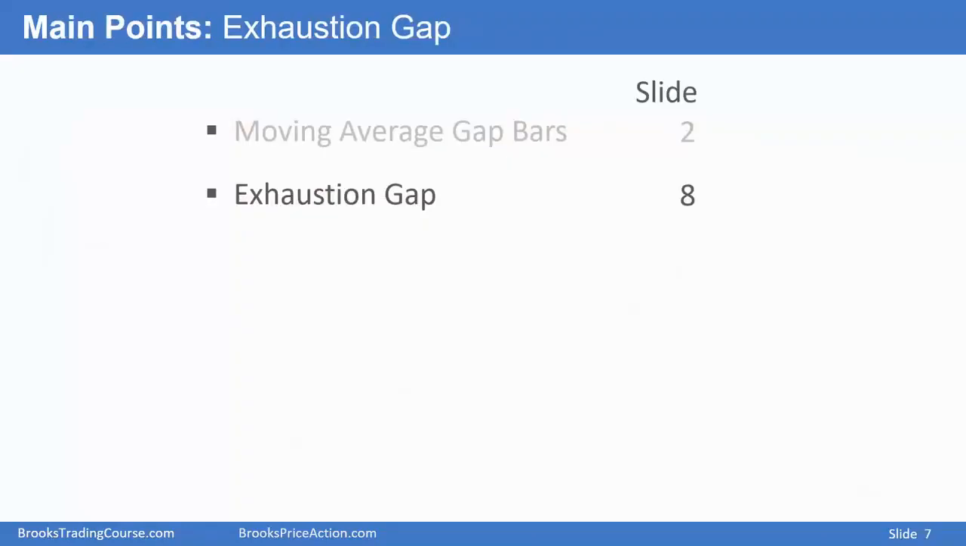I want to talk now about exhaustion gaps. Big bars occurring late in trends often lead to an end of the trend, and that means either a pause and a bull flag or possibly a trading range, and sometimes even an opposite trend.